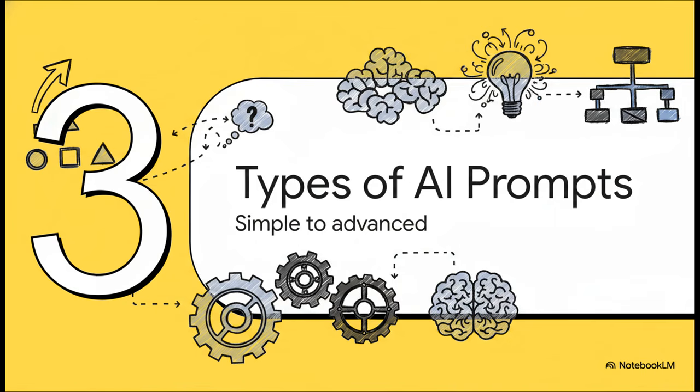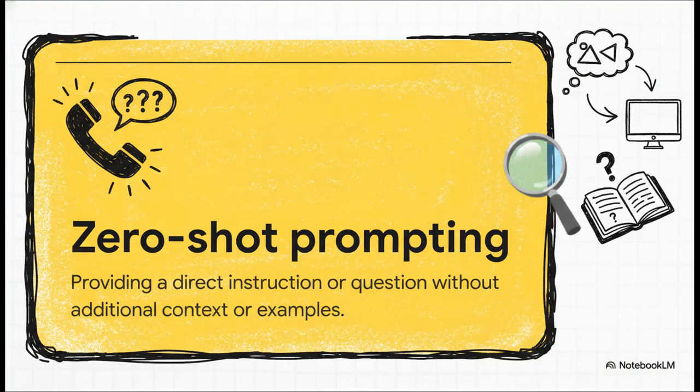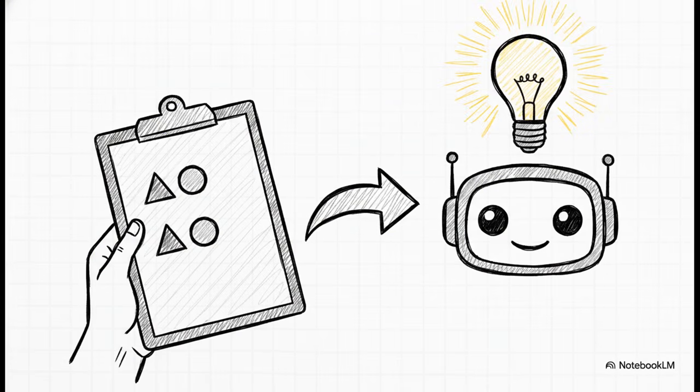Section 3. Types of AI prompts. We'll start simple. First up is zero-shot prompting. This is when you provide a direct instruction without any extra context or examples. It's literally the cold call of the AI world. It's great for really simple tasks, like basic summarizations or straightforward translations, where the AI is just relying completely on its pre-existing training.